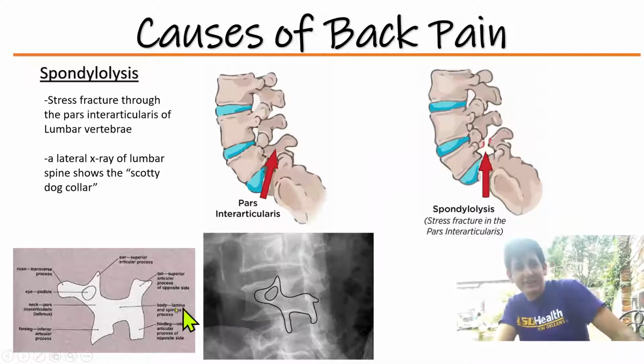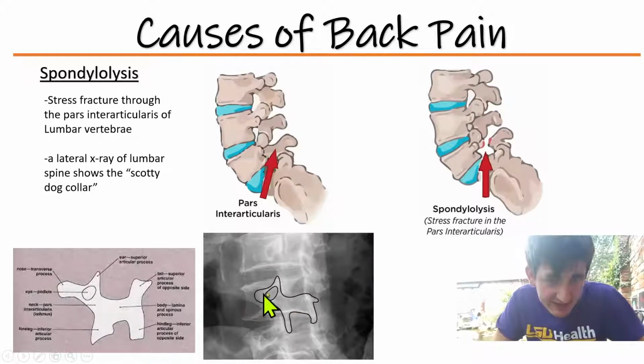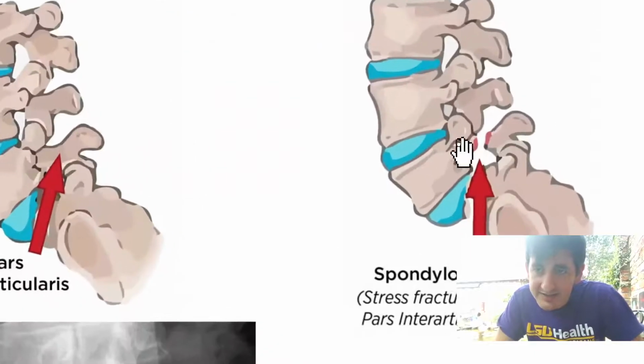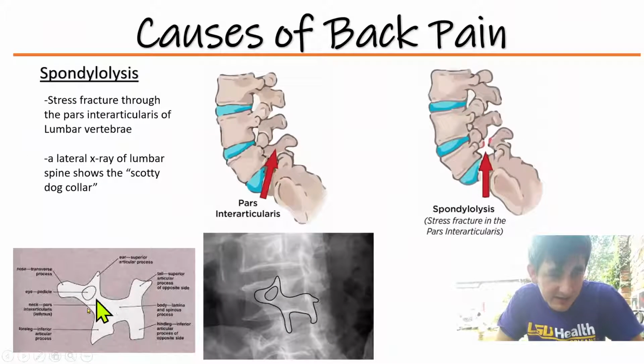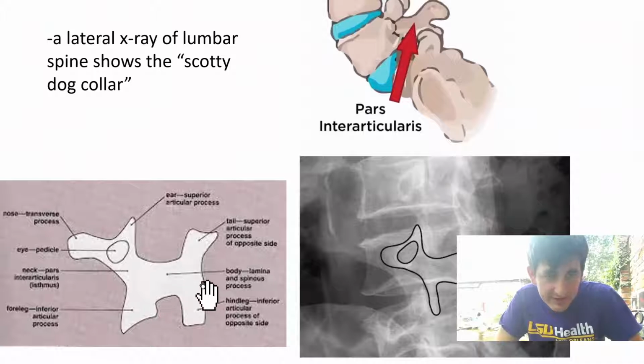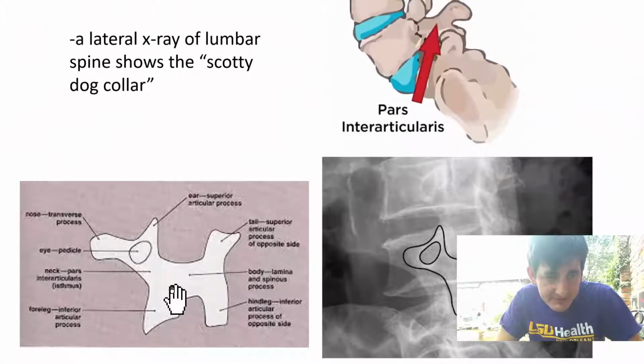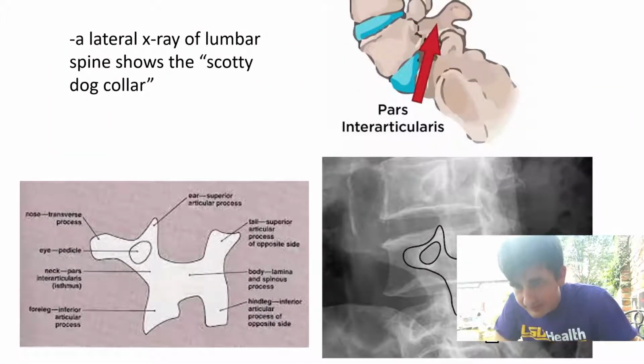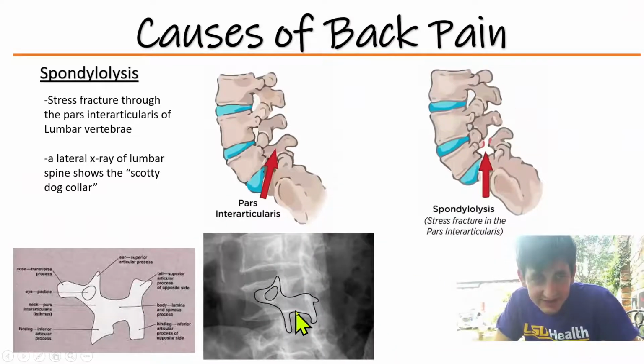So we talked about this, the Scotty dog, and now Scotty dog collar. It's like a little collar here. So can we all see the Scotty dog here? You can kind of see it. You can kind of see what we're looking at. Well, we don't need to go through all of it, but here's the dog, right?